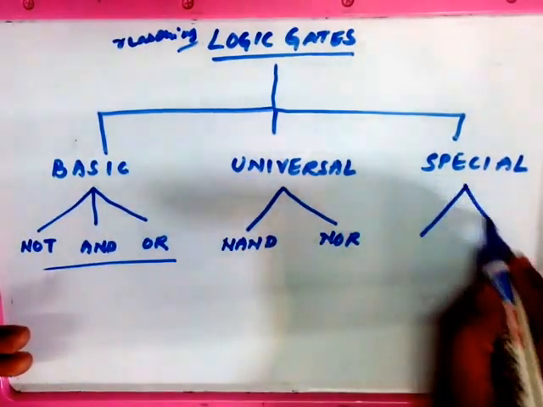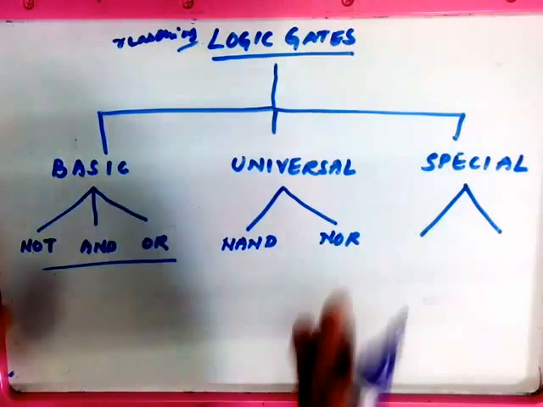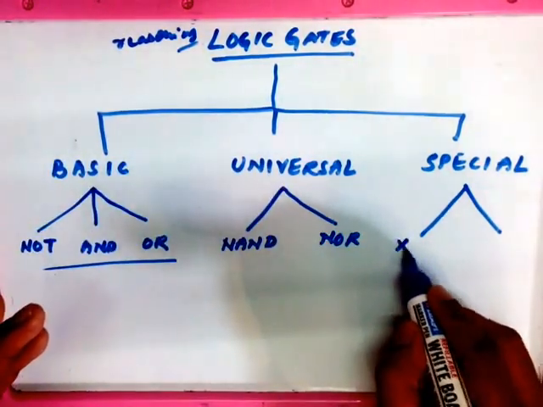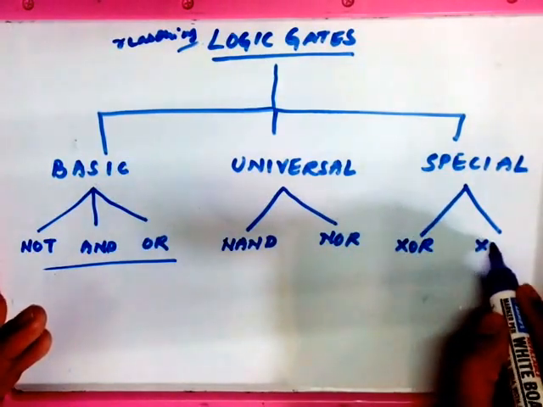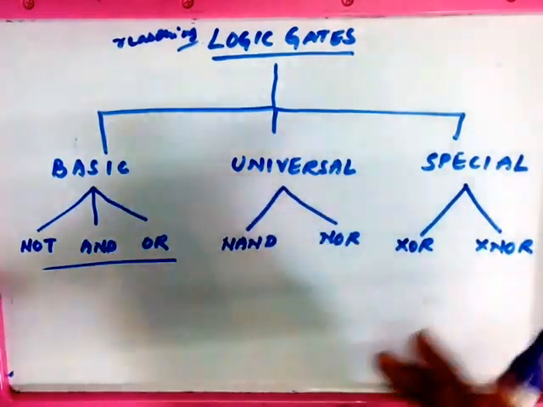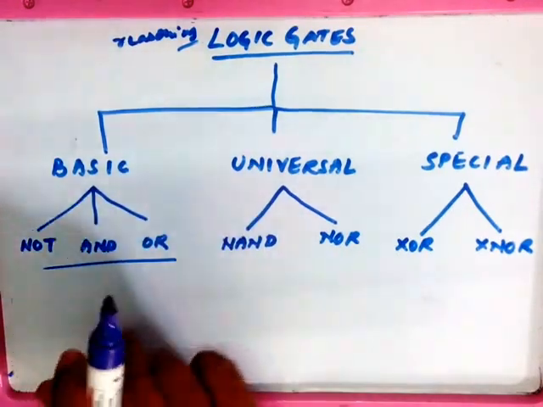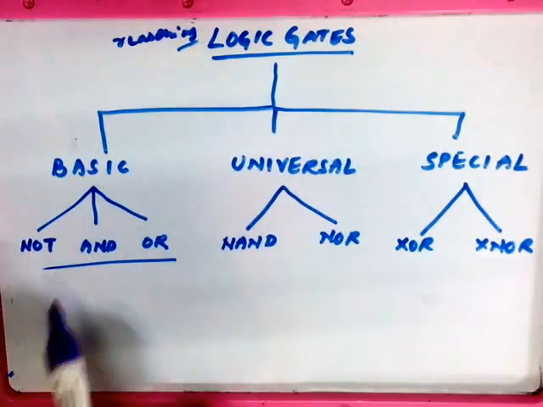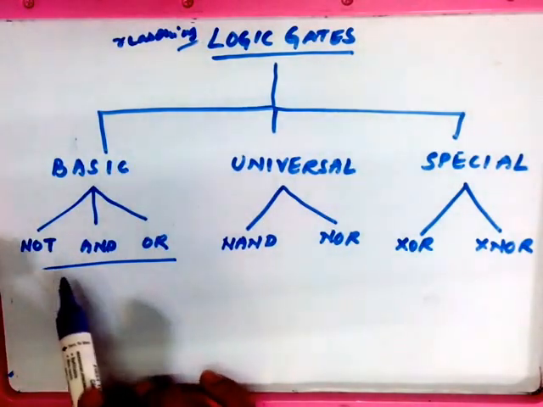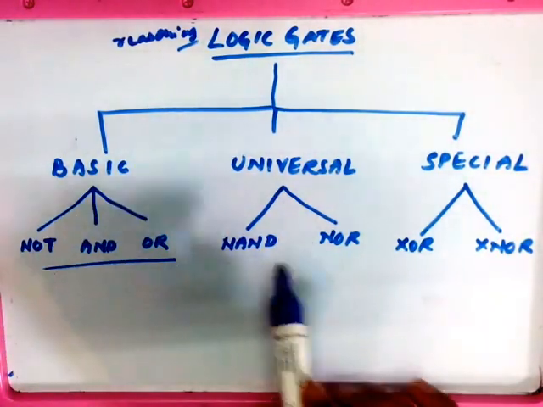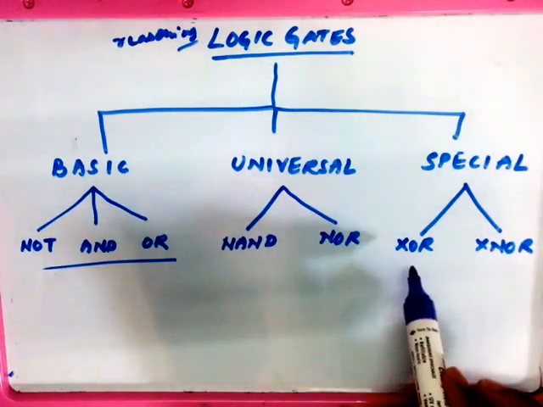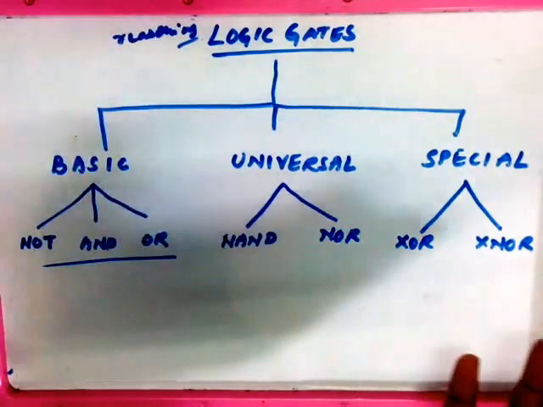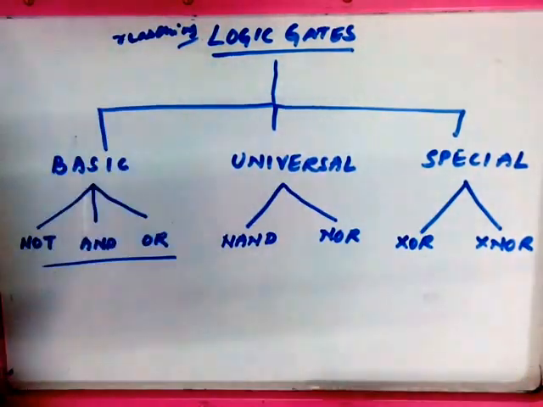Next is the special purpose gates. So we have the special application for the gates. Those gates are XOR, and another one is the XNOR gate. So this is the classification of the logic gates. Basic, universal, special, in which we have basic NOT, AND and OR, universal NAND and NOR, and for special purpose application we have XOR and XNOR. So this is the classification of the logic gates.